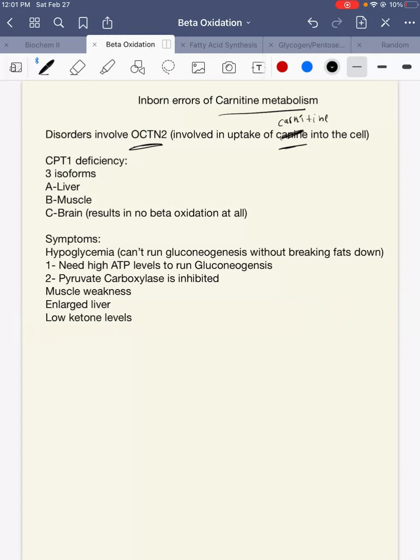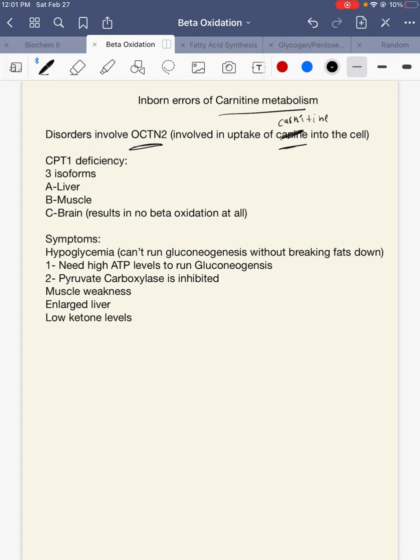Okay, so what are the symptoms of CPT deficiency? So remember we said that beta-oxidation produces acetyl-CoA. Acetyl-CoA can then help gluconeogenesis. Acetyl-CoA activates pyruvate carboxylase, which is one way that we can perform gluconeogenesis. So if we can't make acetyl-CoA, we know we won't be able to activate gluconeogenesis. Another way is because we make a lot of ATP through beta-oxidation, the ATP can be used in gluconeogenesis.